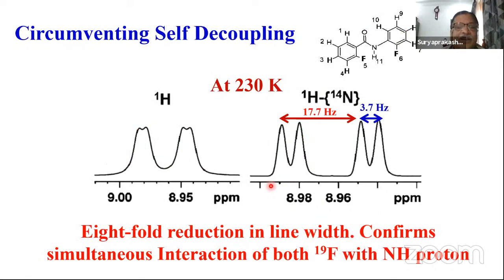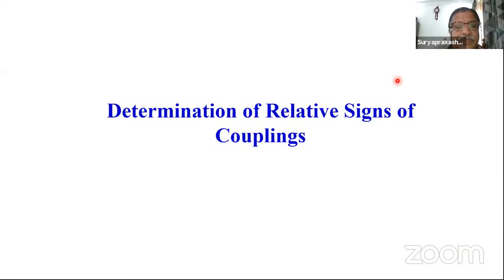To understand that, what we did is, if it is self-decoupling, I want to arrest the motion of the molecule. I went to 230K. Beautifully, you can see now, this peak became a clear doublet of a doublet with a beautiful resolution. There is an 8-fold reduction in the line width here. Now I can clearly measure coupling between this and this and this and this. Now I know there is a mode of transfer of magnetization between fluorine to proton and this fluorine to proton through hydrogen bond, which I can very clearly understand. There are a number of other NMR experiments to show that.